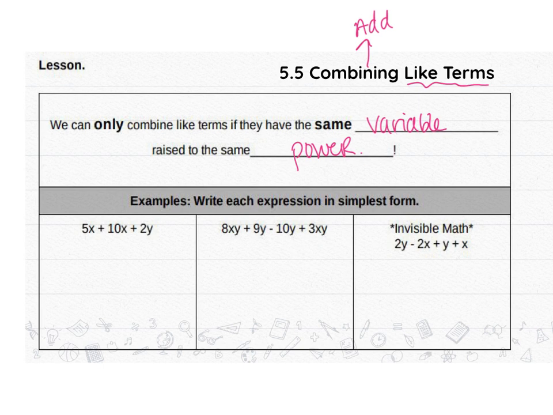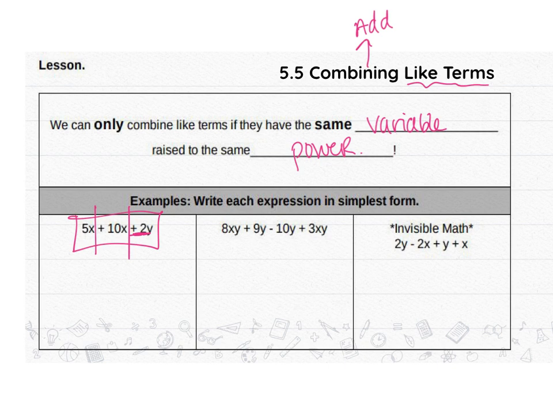So for example, we write each expression in simplest form. That's what the directions mean by combine like terms. The best way to do this is to split up each term with the sign in front. So always start with the last term, but every term needs a sign.